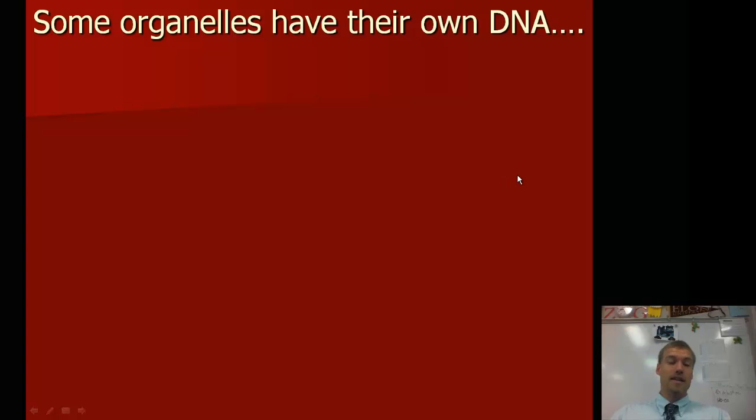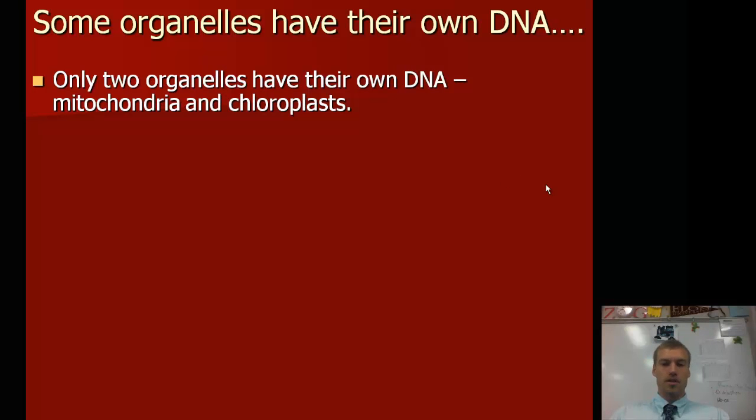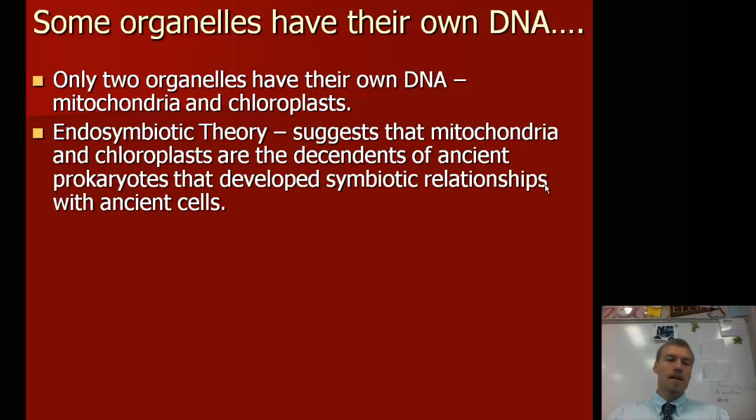Now, what is interesting here is that some organelles have their own DNA, which is weird to think about, but they have their own separate DNA apart from the nucleus. Only two do. That's the mitochondria and the chloroplasts. This is the endosymbiotic theory, which suggests that mitochondria and chloroplasts are the descendants of ancient prokaryotes that developed symbiotic relationships with ancient cells. Essentially, mitochondria and chloroplasts were prokaryotes, and they were engulfed by an ancestral eukaryote, and over time they lived together, and when one cell replicated, the other one would replicate, until now they are all a part of the same cell.